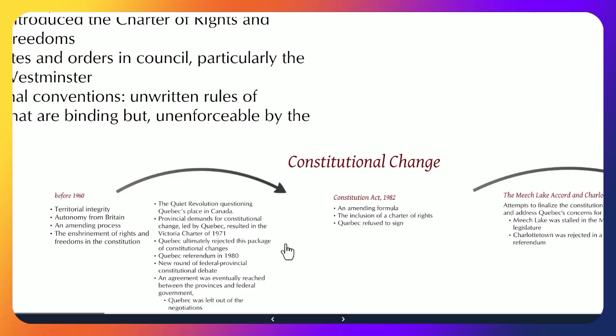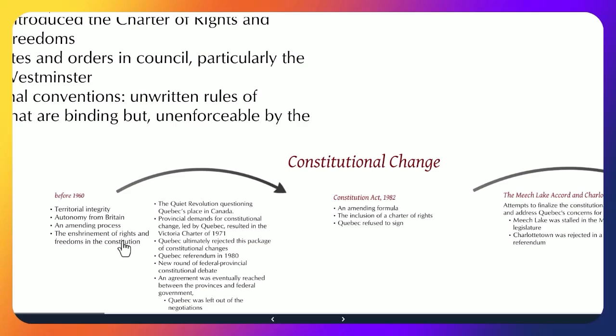Coming to the 70s and 80s, topics for constitutional debate then concerned still the amending formula, because that wasn't solved yet. The Charter of Rights, so this is again the issue of citizen rights and how they are addressed in the Constitution, but now in terms of a charter.